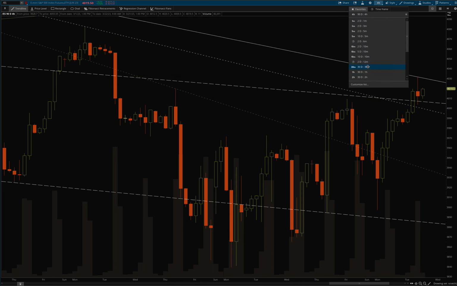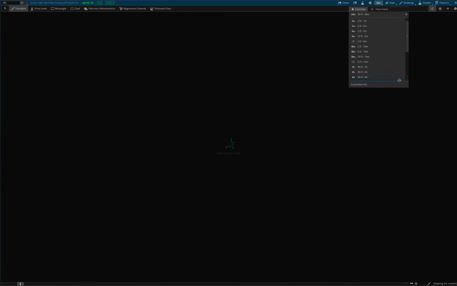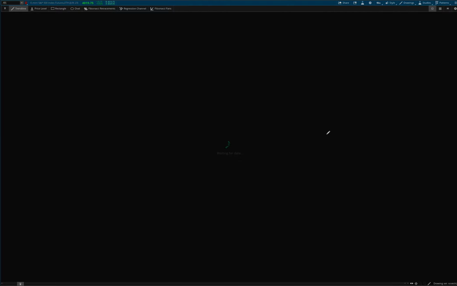So the next one, let's go down to a 30-minute. Or actually, let's go to a 10-minute. We can just see this on the 10-day, 10-minute chart. So now we're talking about an actual tradable day trade chart. This is one that millions of traders use, a 10-day, 10-minute chart.